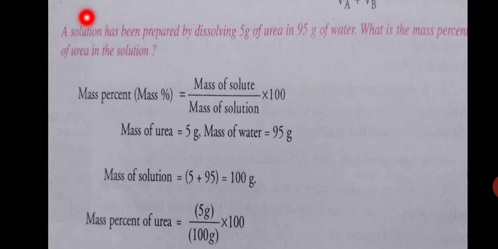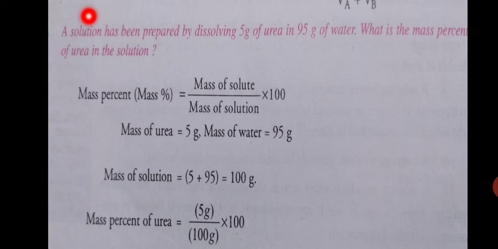Next question. A solution has been prepared by dissolving 5 gram of urea in 95 gram of water. What is the mass percentage of urea in the solution? Once more, a solution has been prepared by dissolving 5 gram of urea in 95 gram of water. What is the mass percentage of urea in the solution? Okay, it's the same as we have done in the first case.